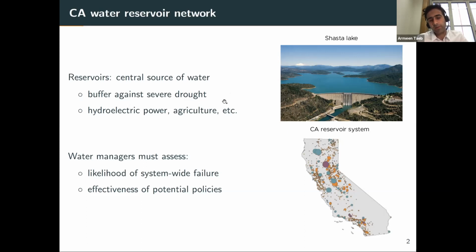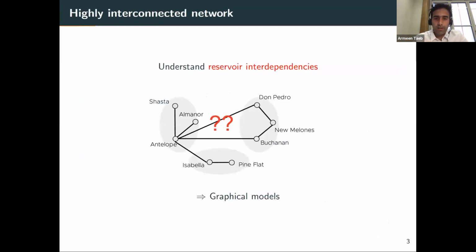The water managers of these reservoirs have to assess the likelihood of system-wide failure, that means multiple reservoirs reaching critical conditions at the same time, as well as the effectiveness of potential policies. Now, the reservoir network is highly interconnected. So being able to assess system-wide failure and effectiveness of policies requires understanding these dependencies. Some of these dependencies may be due to physical connections between the reservoirs, but most typically it's due to coordinated management because of some common demands that these reservoirs are used for.